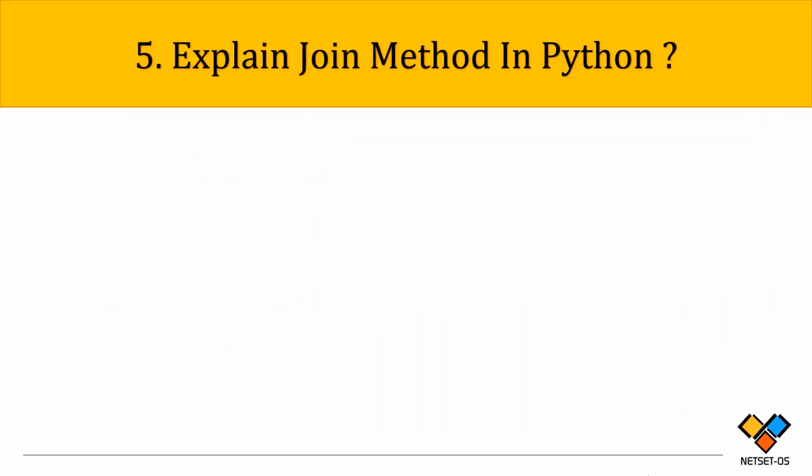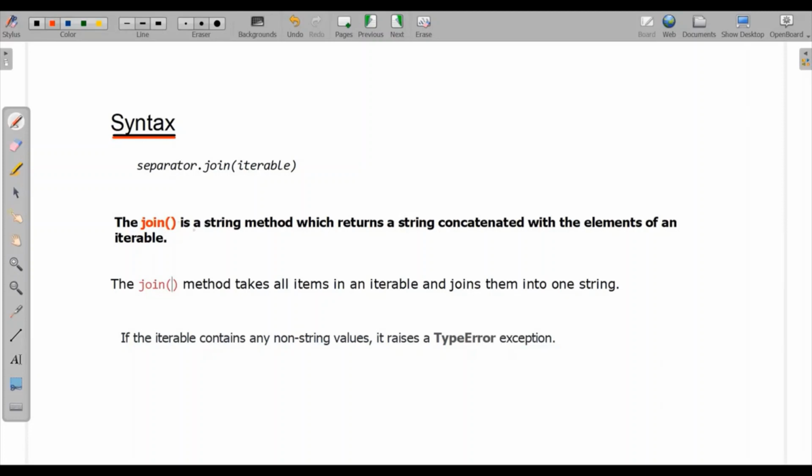Fifth question is explain join method in Python with examples. Well, join is a string method which returns a string concatenated with the elements of an iterable. This string is the separator over here. If we come to syntax, the separator is the one which we want to place between these strings. Strings or list, tuple, dictionary, we can use any iterable. Iterable is the one which can be used in a loop. For example, list, tuple, dictionary, strings, anything.